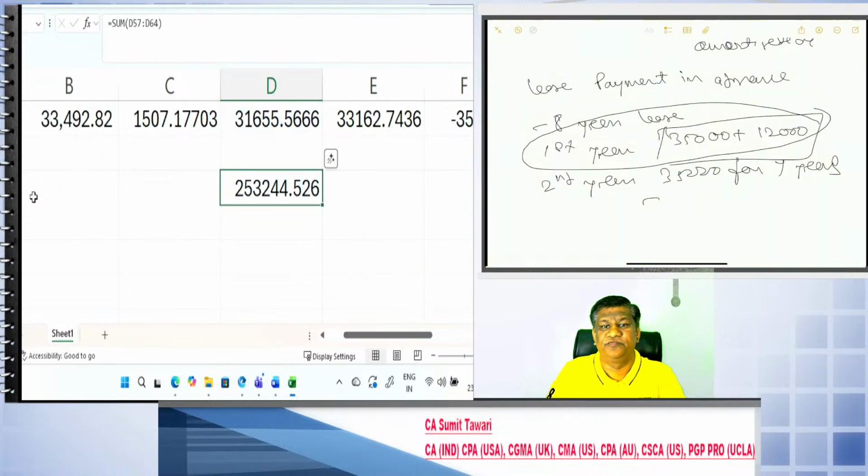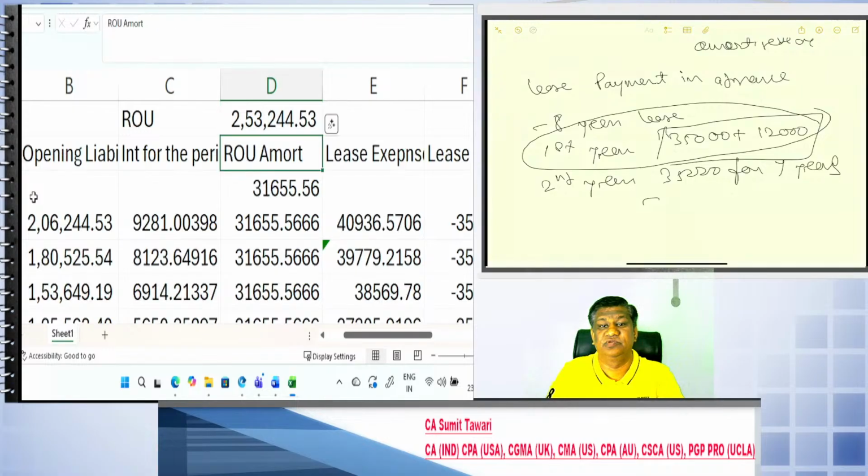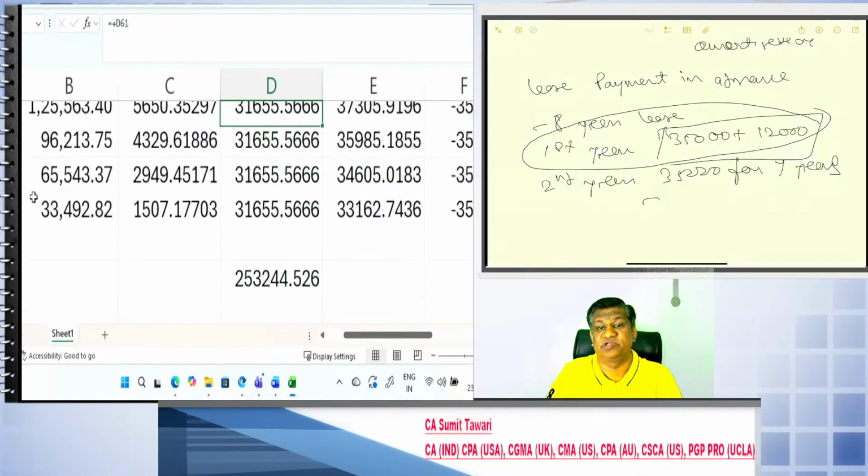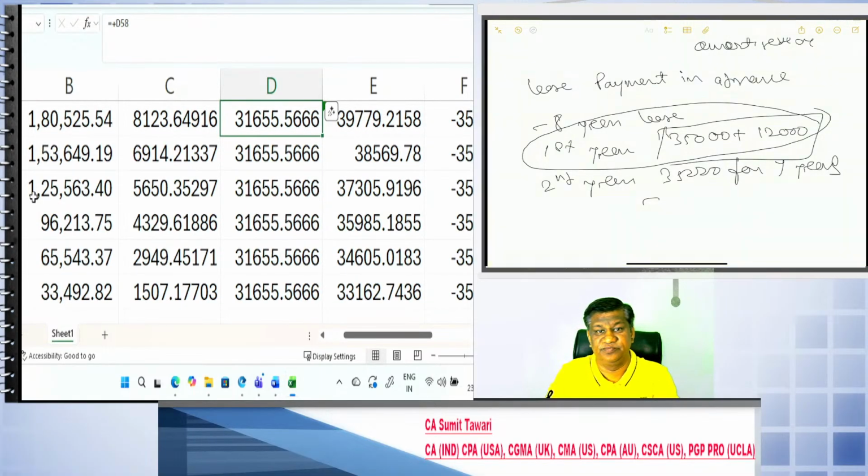So this is my 253,244. Okay, so this way 253,244. This way my asset also gets amortized. Okay, so this way we need to do.